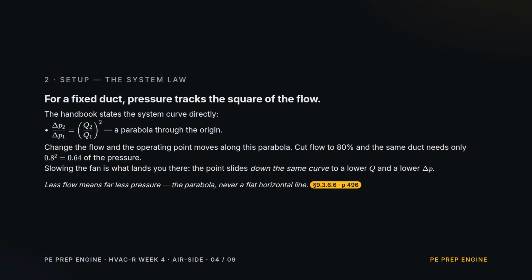Setup. The system law. The handbook states the system curve directly. The pressure ratio equals the flow ratio squared. A parabola through the origin. Change the flow and the operating point moves along that parabola. Cut flow to 80% and the same duct needs only 64% of the pressure. Slowing the fan is what lands you there. The point slides down the same curve to a lower flow and a lower pressure.